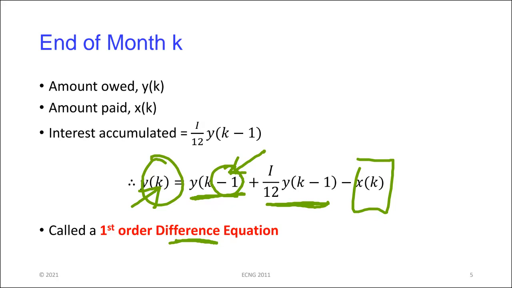If we had a y(k minus 2) anywhere inside of there, then this would have become a second order difference equation. Yeah? Nothing too strange about that.